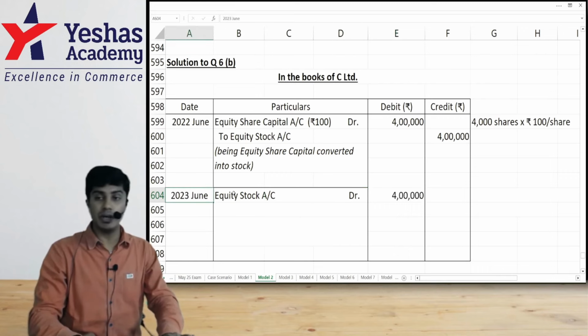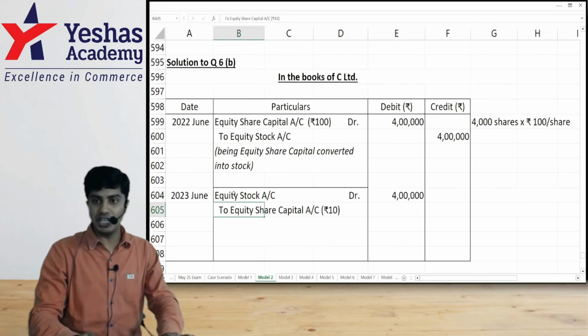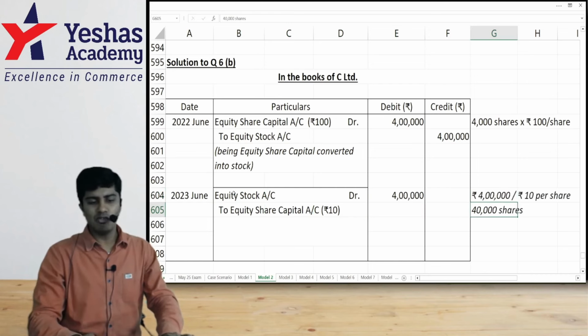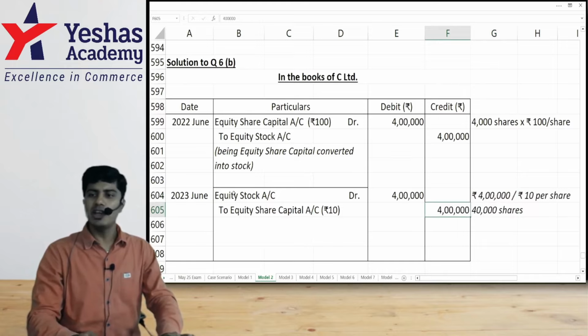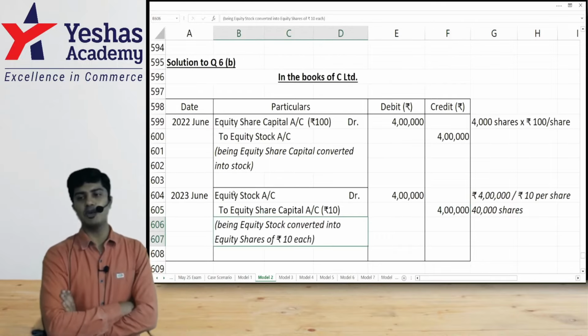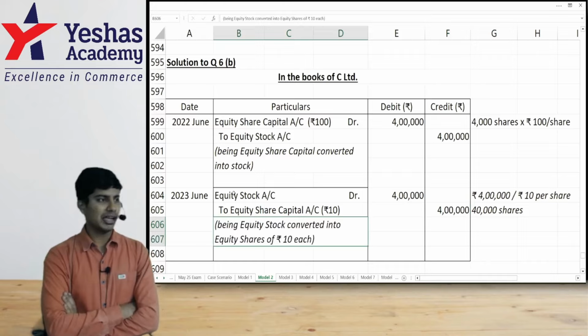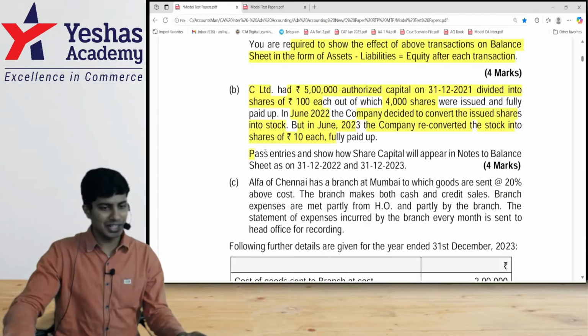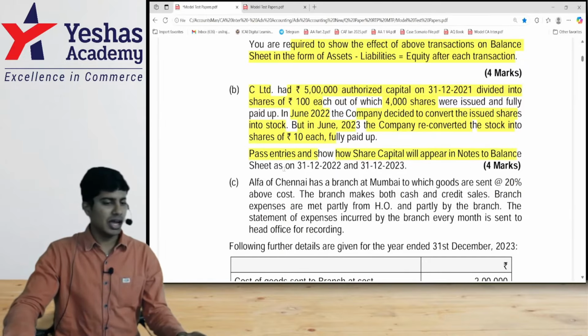This is happening in 2023 June. Credit will be equity share capital. Divide the same 4 lakh by 10 rupees. You will get 40,000 shares. So it is not going to be 4,000 shares of 100. It is going to be 40,000 shares of rupees 10 each, becoming 4 lakh again. And these were the past accounting entries. And show how the share capital will appear in notes to accounts as on 31st of December 2022 and 31st of December 2023.